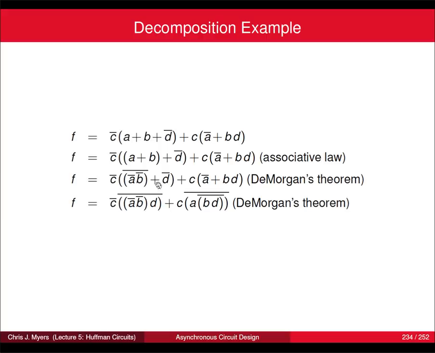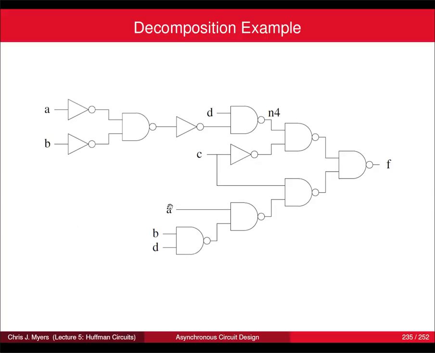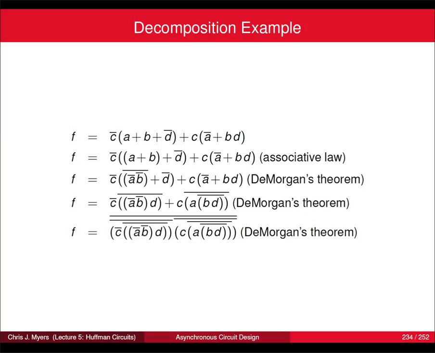And then I can do De Morgan's theorem again because I need to change that OR gate into a NAND gate. And I also did the same on this side, applied De Morgan's theorem to turn that OR gate into a NAND gate. And then De Morgan's theorem over the entire thing to get rid of that OR gate. And that's this function here. So this is logically equivalent to the function before, but it's only using 2-input NAND gates and inverters.